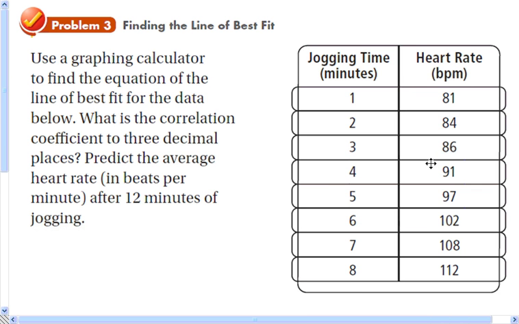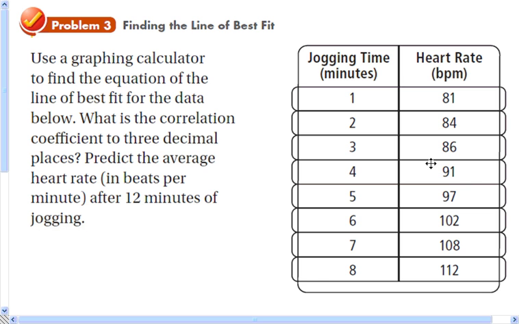All right, this is part 2 of lesson 5-7. We learned to create a trend line by just eyeballing a line. Now we're going to learn how to use a graphing calculator to find the equation for the line of best fit for the data. And we're also going to learn how to use the calculator to find the correlation coefficient.